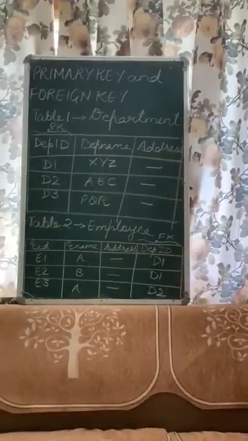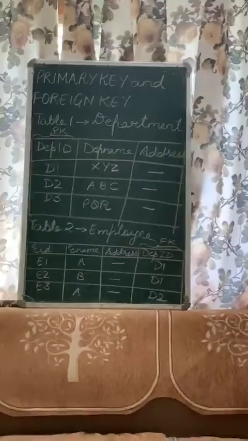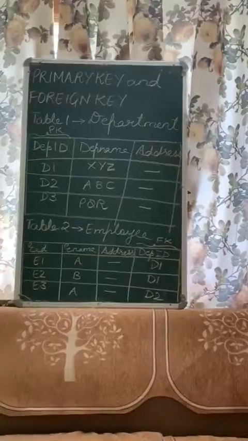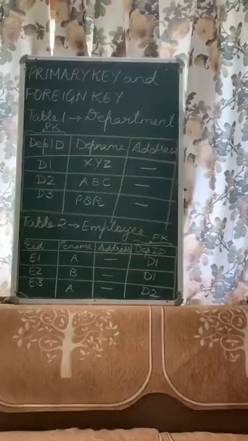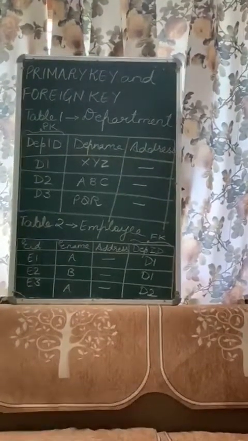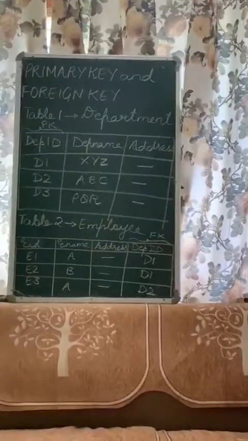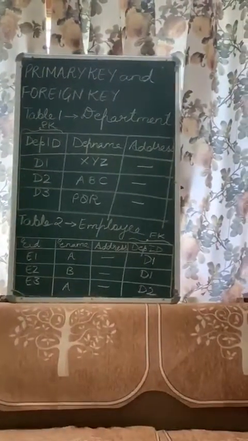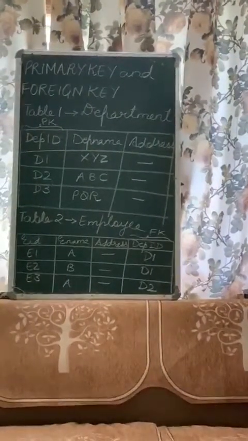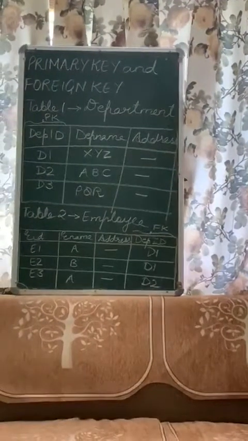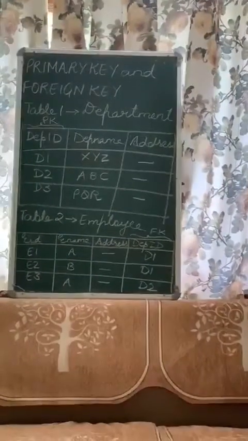Now to understand the concept of foreign key, we take another table as the employee table. Now in the employee table, we have the employee ID, the employee name, the address of the employee, and the department in which the employee works. So employee E1 works in department D1. Employee E2 works in department D1 again. Two employees can work in the same department, yes. Now employee E3, he is working in department D2.